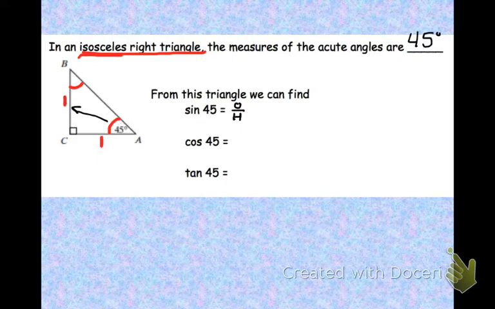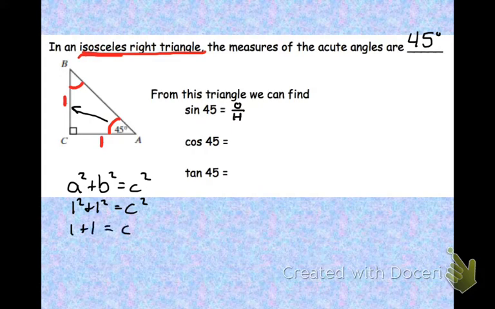In order to do that, we're going to use the Pythagorean theorem. So a squared plus b squared is c squared, so that's 1 squared plus 1 squared equals c squared, or 1 plus 1, which is 2. And then we are going to take the square root of both sides of that. So c, we are just going to leave as the square root of 2. So this other side up here is going to be the square root of 2.